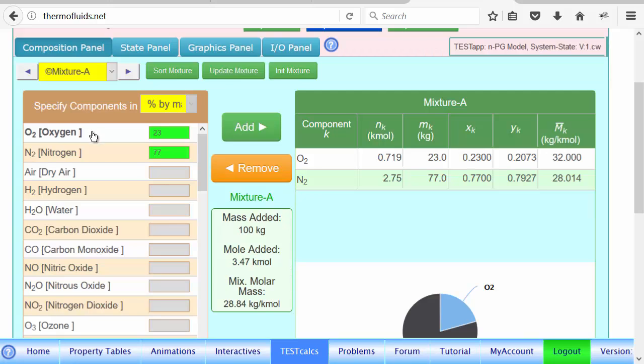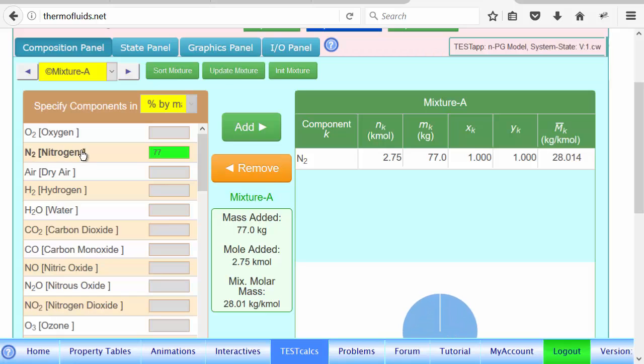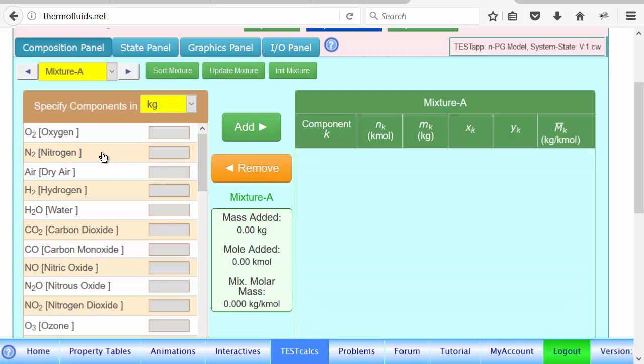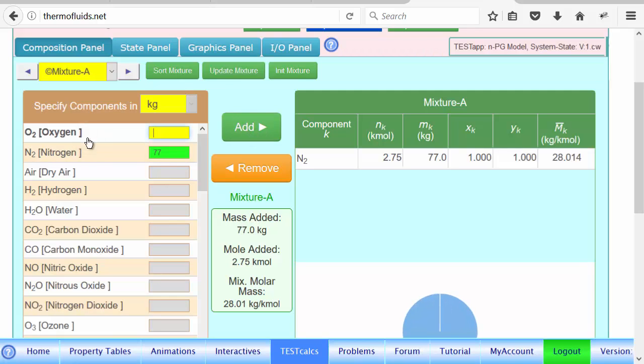To take a mass out, you can select it and say remove, or you can remove them one by one, or add them one by one if you want. 77 kg or percent, up to you. If you add that, and oxygen would be 23, add that. As you can see, as you're adding, the mixture is updated. The mixture molar mass is 28.84 kg per kilomole, the mass divided by mole.